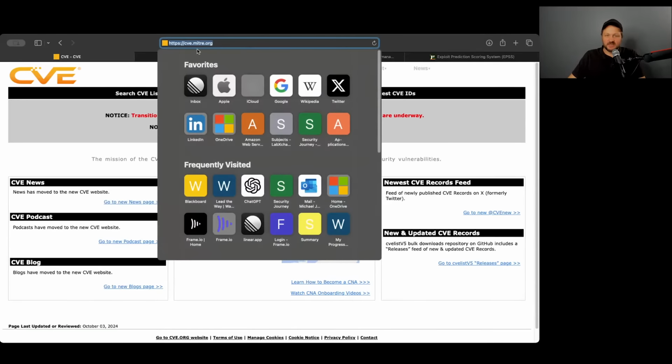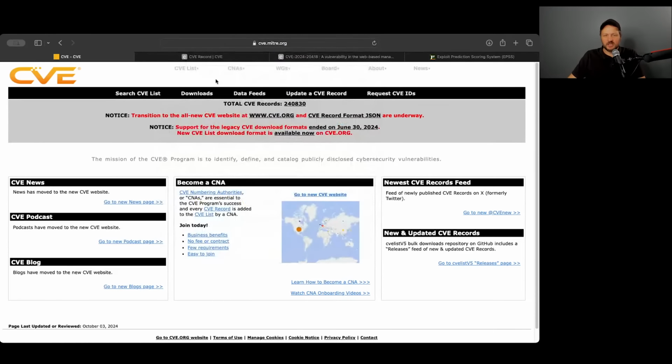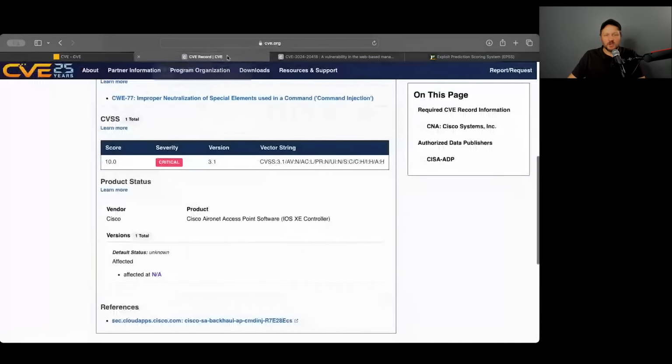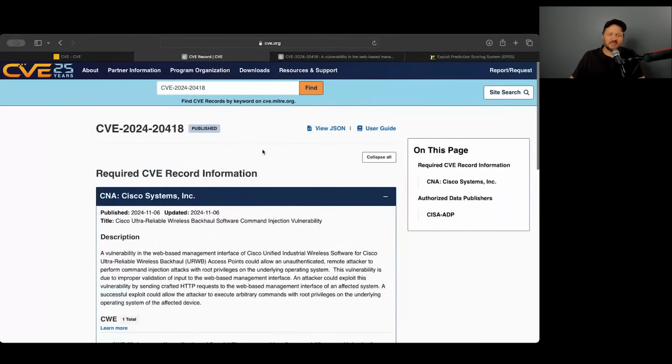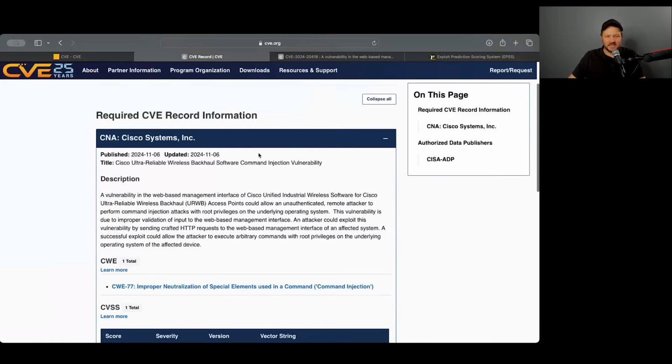So if you go to cve.mitre.org, you're actually able to go through and find different CVEs, search for CVE lists. Now, we're going to jump into one that I've already found. This is CVE-2024-20418. Now, what happened here is Cisco has the Ultra-Reliable Wireless Backhaul software, and it has a command injection vulnerability.